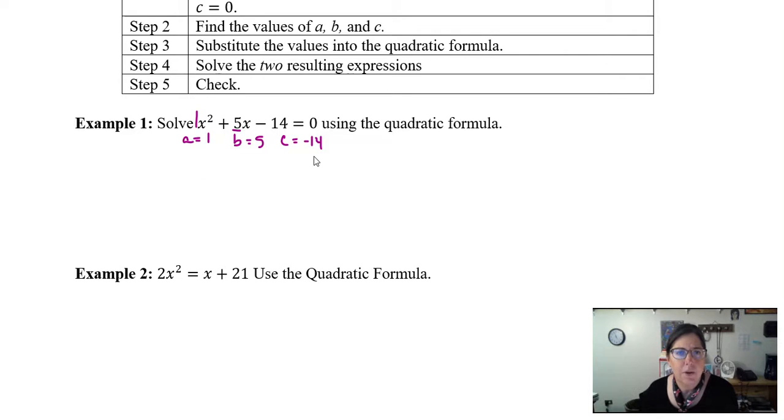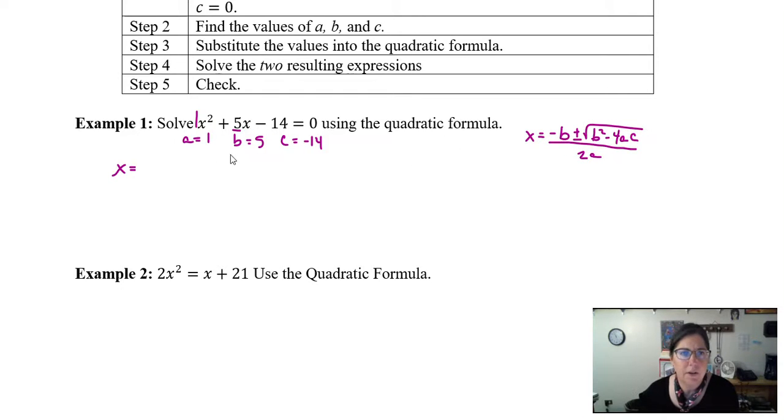Okay, so now we're going to plug this into the formula itself. So the formula, I'm just going to rewrite it so we can see it on the same screen. Opposite of b plus or minus the square root of b squared minus 4 times a times c, all divided by 2 times a. So we're going to plug in our numbers, and we're just going to do one part at a time. So we'll do the plus sign, and then we'll come back and we'll do the minus sign.